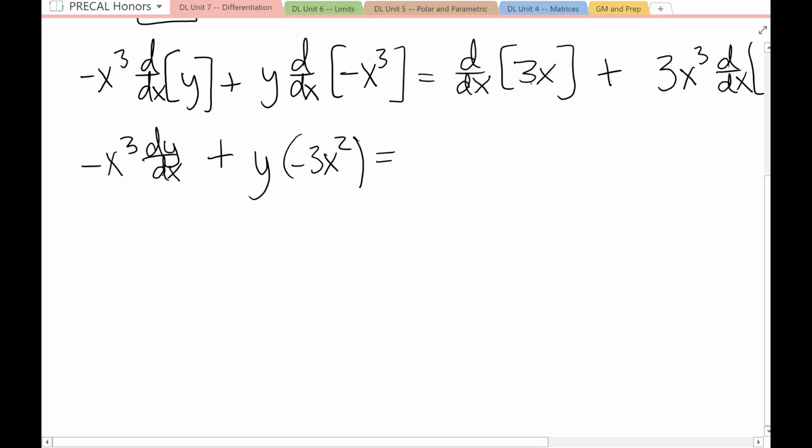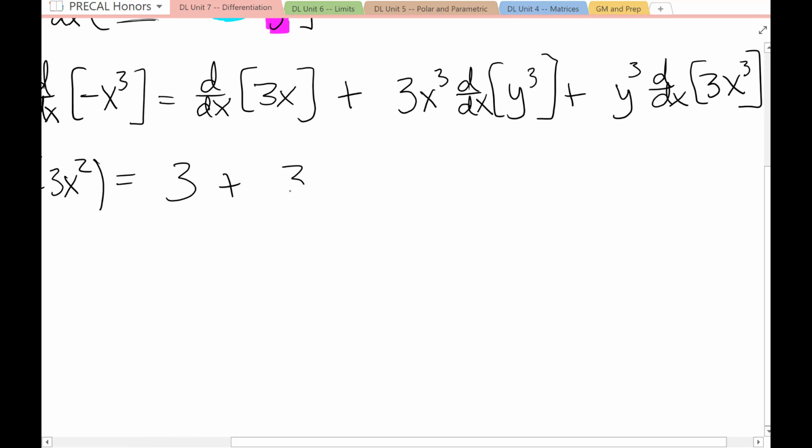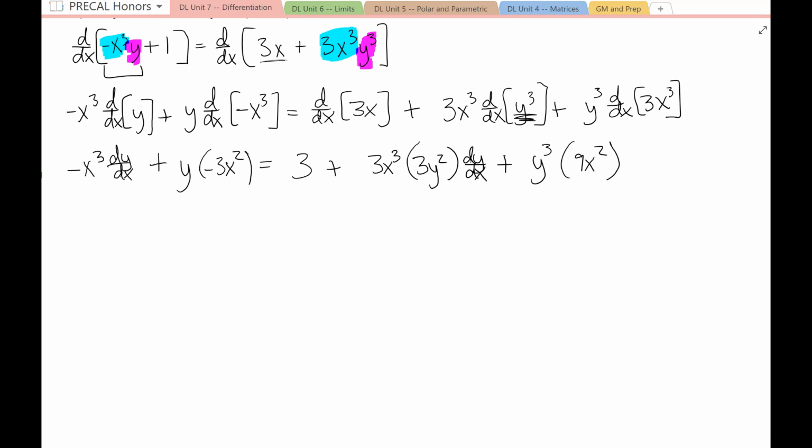The derivative of 3x with respect to x is just 3 times the derivative of x, which is 1, plus 3x cubed times the derivative of y cubed. That would be 3y squared times the derivative of the inside, which is dy/dx, plus y cubed times 9x squared. Variables agree, so you don't need to put anything after that.